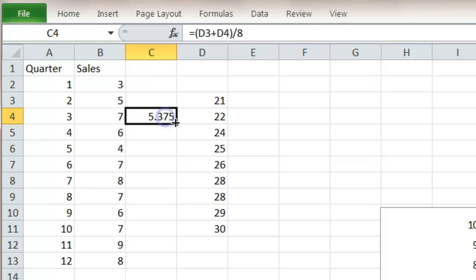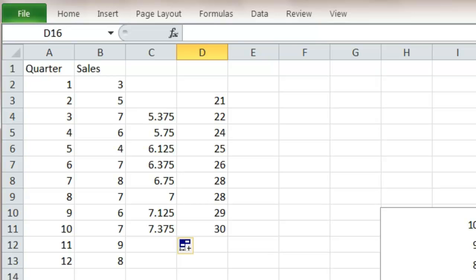I can now click and drag that like so, and that now gives me a series of moving averages. 5.375 is the first 4 quarters plus the next 4 quarters divided by 8, and it sits very comfortably opposite the third quarter. The next one is the second 4 quarters plus the third 4 quarters. So again, I'd have to divide the total by 8, and this very much goes against the fourth quarter.